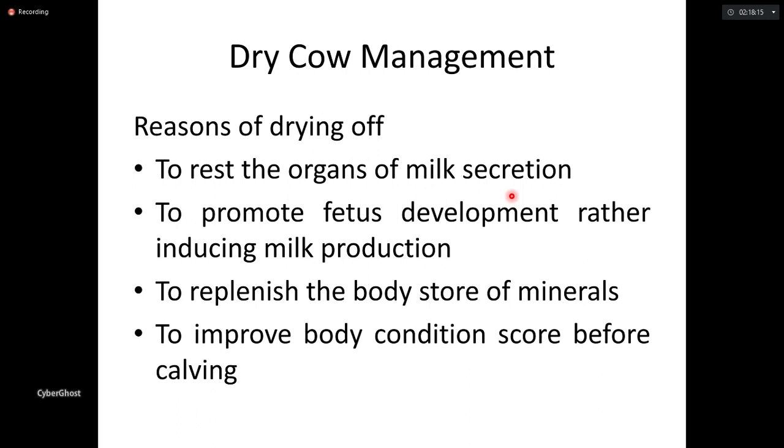Then how to manage the dry cows, right? Dry cow management. First we will see why we need to practice such a thing.